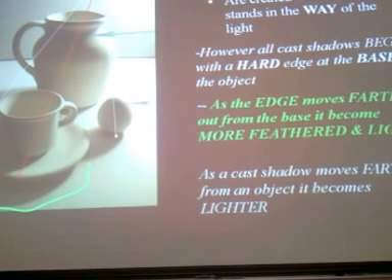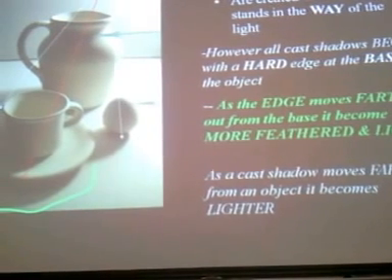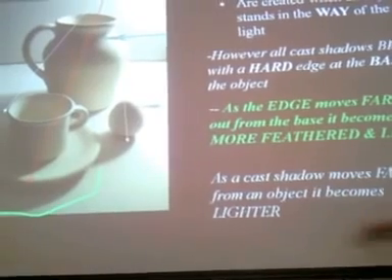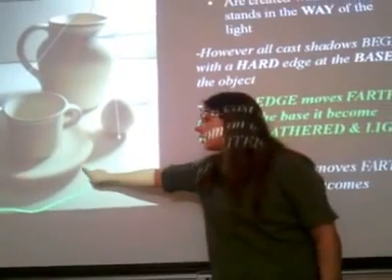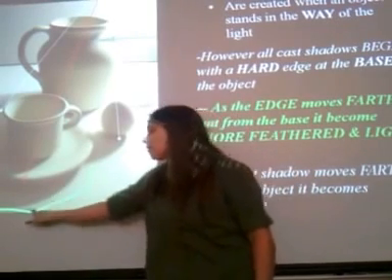Cast shadow is created when an object stands in the way of the light. However, all cast shadows begin with a hard edge at the base of the object, and I have this outlined in green right here, where at the very object it starts at the plate, and it's a very hard edge, and then it starts getting fuzzy and feathered out.